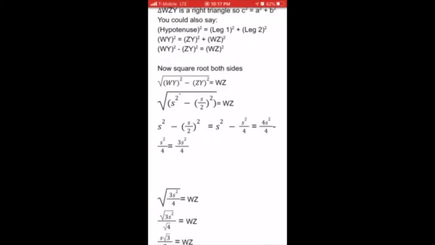Rearrange that to say wy squared minus zy squared equals wz squared. Now, since I want wz, I'm going to square root both sides. Square root of wy squared minus zy squared equals wz. Remembering our diagram, wy was equal to s and zy is equal to s over 2. So I can do a little substitution. This is a little tricky here.